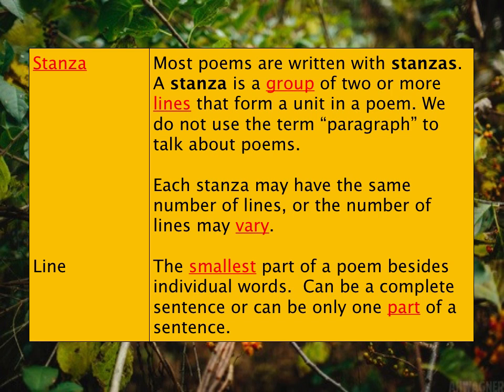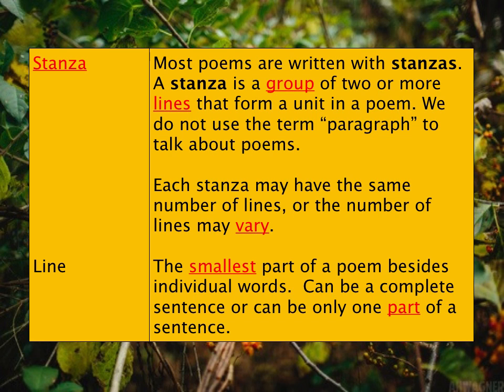So poems are written using stanzas and lines. Most poems are written with stanzas. A stanza is a group of 2 or more lines that form a unit in a poem. They look kind of like paragraphs, but in order to read like a poet or like a literature professor, you need to make sure you're using the right words. We don't use paragraph when we're talking about poetry. So each stanza may have the same number of lines, or the number of lines may vary. That's part of the form of the poem.